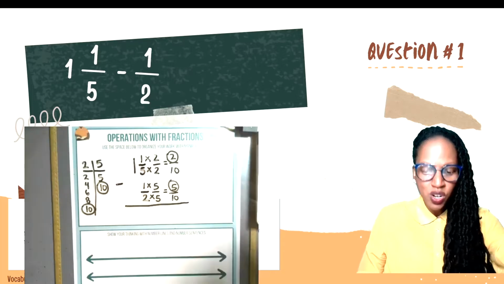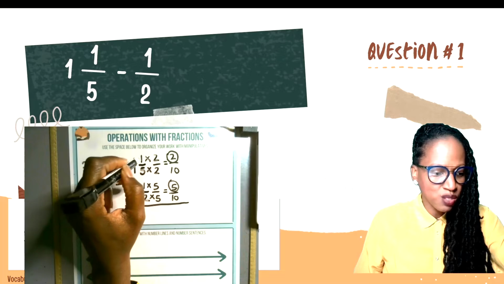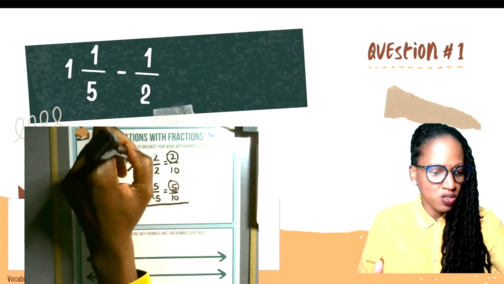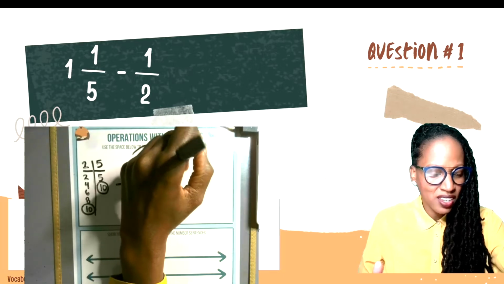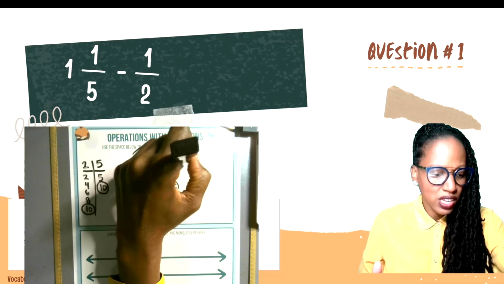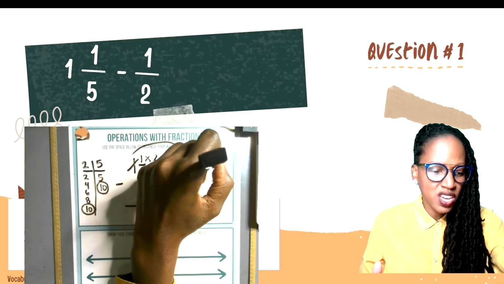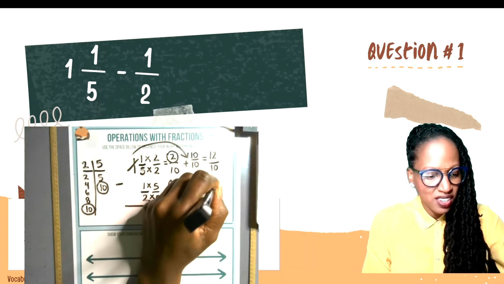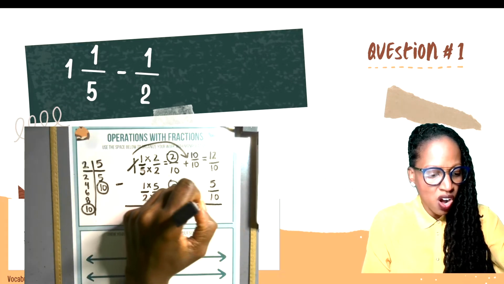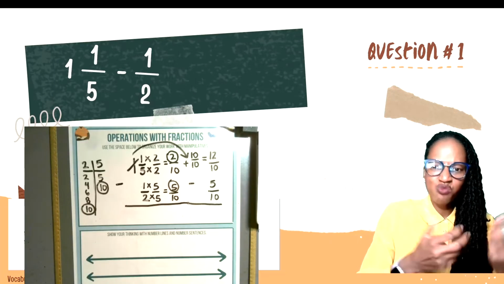So let's do that. We're going to rename my 1 whole, because remember I had 1 whole and 2 tenths. I'm going to rename this, and I know that 1 whole is equivalent to 10 tenths. So I'm going to add my 10 tenths to this. So now I have 2 tenths plus 10 tenths. That gives me 12 tenths, and I'm subtracting my 5 tenths still. Okay, so all I did was rename. So now I don't have that whole anymore. I renamed it. I broke it into 10 small pieces.